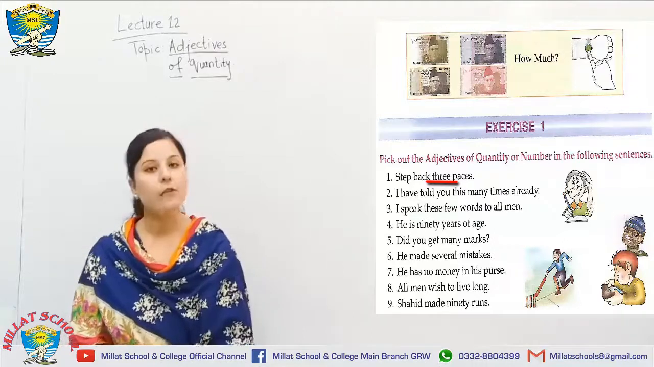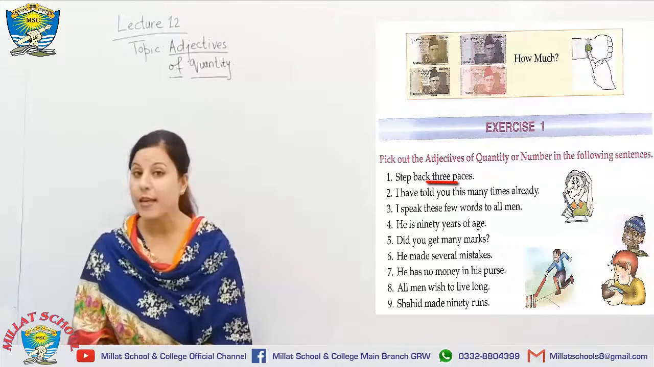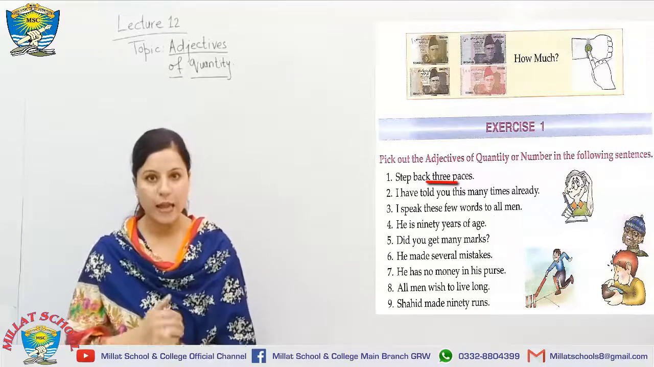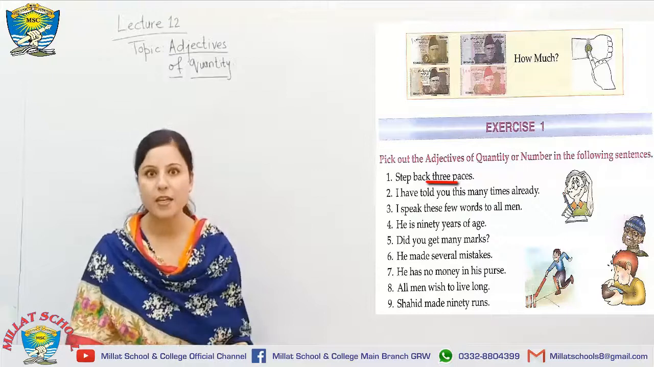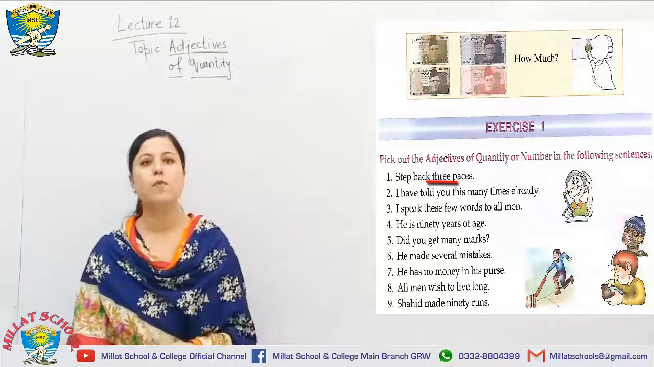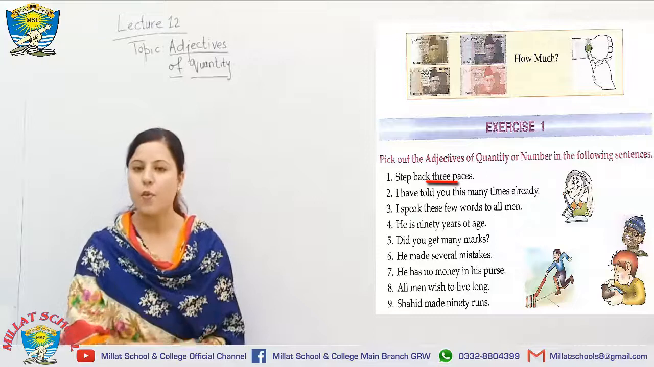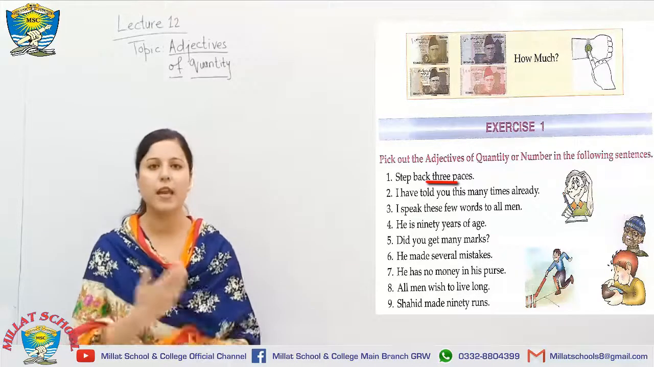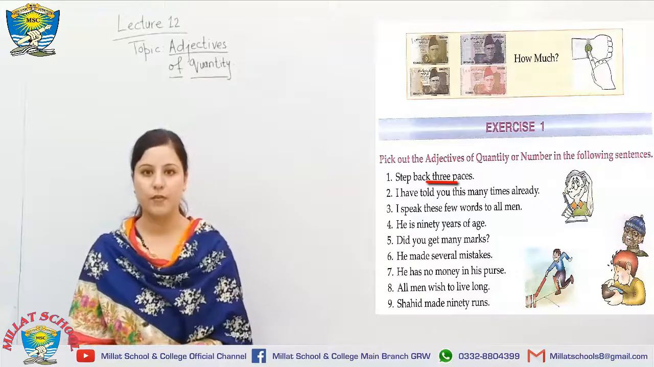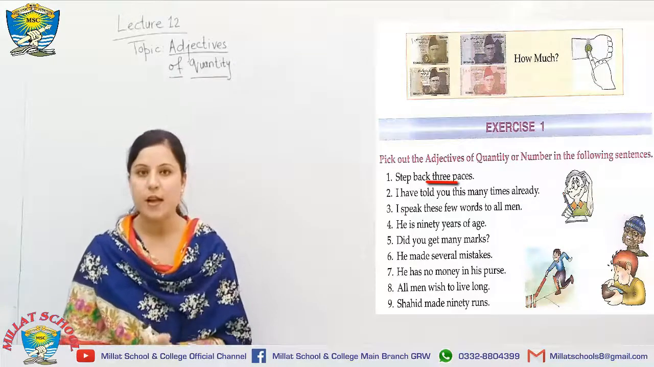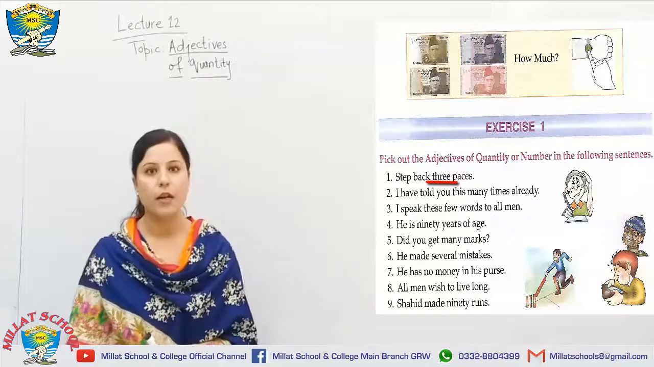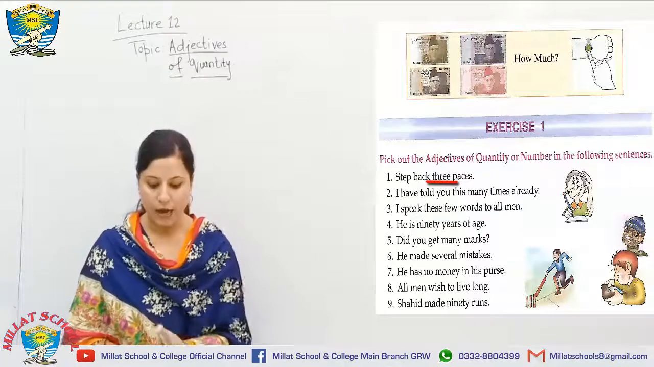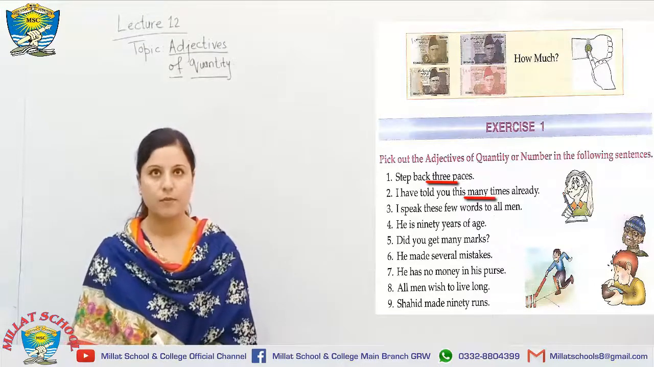Number 2. I told you this many times already. So it means I have told you this many times already. This must be some aggressive sentence. When your teacher, your mother and your father are always telling you something again and again, and they are so aggressive in their repetitions, that now they are fed up and they are telling you, I have told you this many times. So how many times?